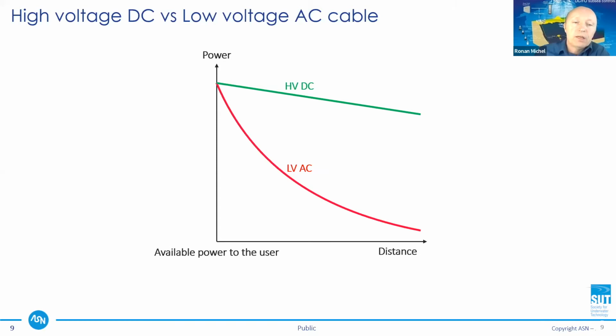So just some figures: the subsea control umbilicals are typically operated in the range of less than 1 kilovolt, 600 volts, something like that. Whereas you will see that DCFO is running at high voltage, in the range of 6 to 12 kV. So the losses are much lower. Thanks to that, we can transport much more power on a much smaller cross section.